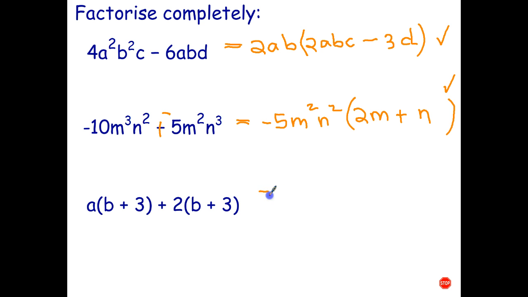Okay, and the last one again, once you learn how to do these, is actually the easiest question on the page. This is A times all of B plus 3. This is 2 times all of B plus 3. So all of B plus 3 is the common factor, and when you take that common factor out, you're left with A plus 2. Okay, so that's a quick review of factorizing using the distributive law.